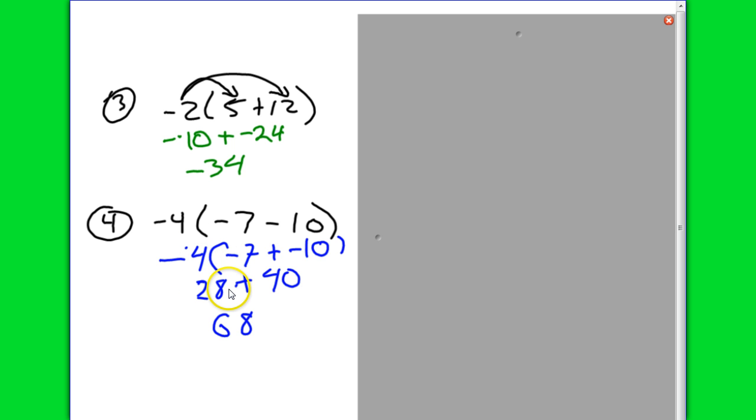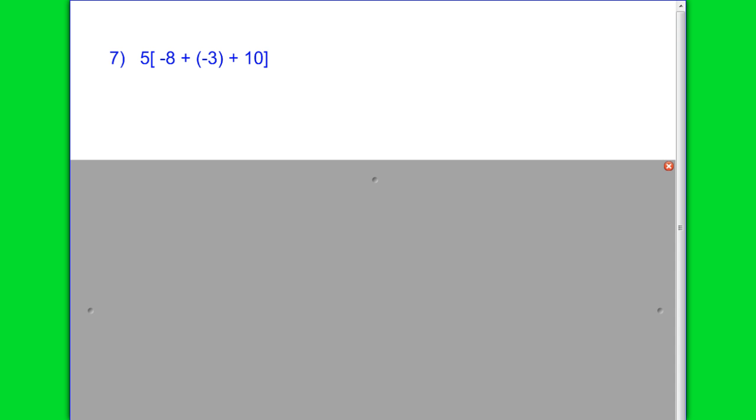-4 times -7 is positive 28, and -4 times -10 is positive 40. So he did a good job there. And do it up here. Is it possible we could distribute multiplication across 3 terms? Yes, we just do a triple distributing. So again, you don't have to draw the arches, but it helps people remember that we're multiplying.